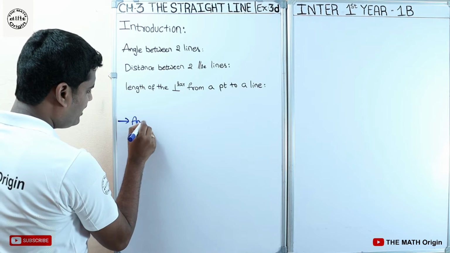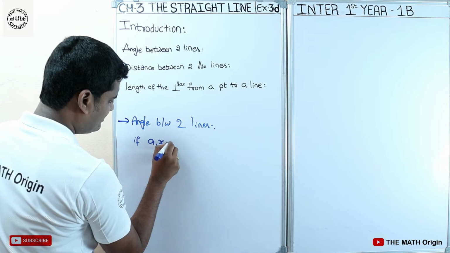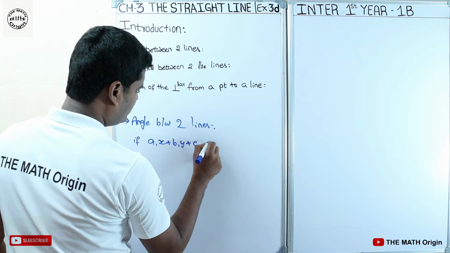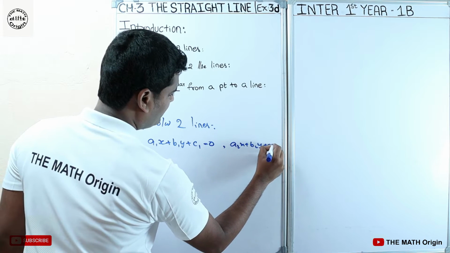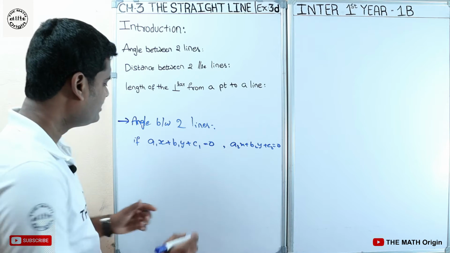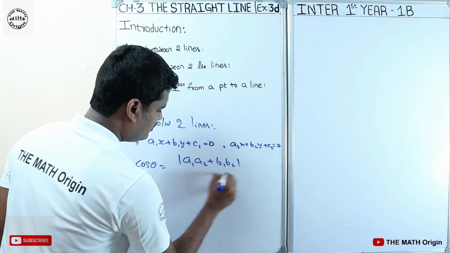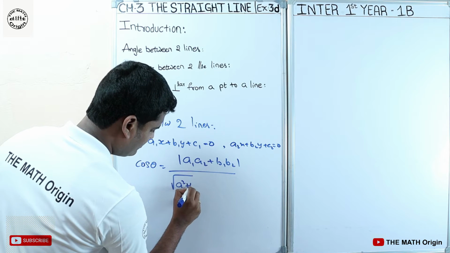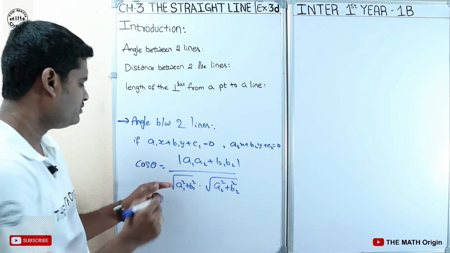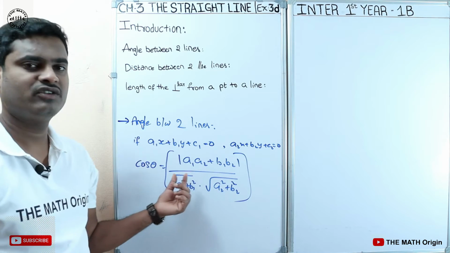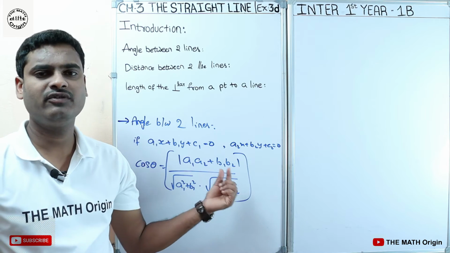First one, angle between two lines. If a1x plus b1y plus c1 equals 0 and a2x plus b2y plus c2 equals 0 are the two lines, the angle between them is defined as cos theta equals modulus of a1 a2 plus b1 b2 by root of a1 square plus b1 square into root of a2 square plus b2 square. Therefore theta equals cos inverse of modulus of a1 a2 plus b1 b2 by root of a1 square plus b1 square into root of a2 square plus b2 square.